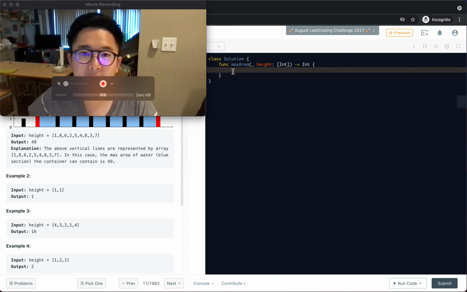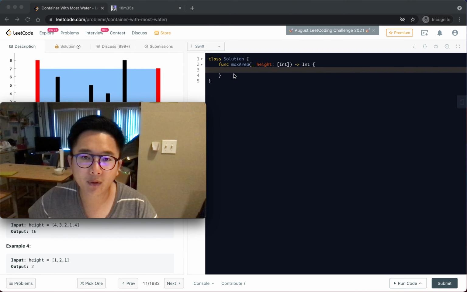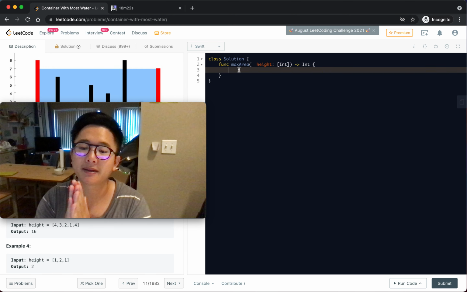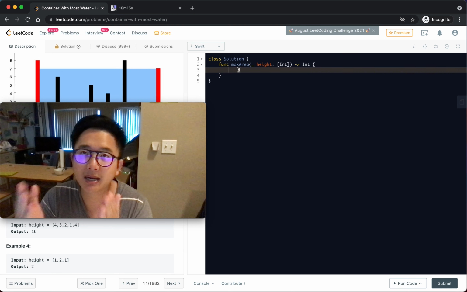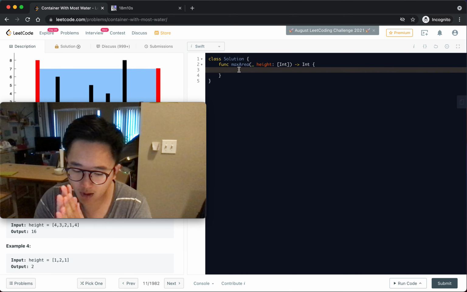Okay, so we definitely need... So what do we need? We need a head and tail that iterate throughout the array and meet in the middle. And to calculate each area, we need to keep track of the maximum area. We need a variable. So I think that's pretty much it.